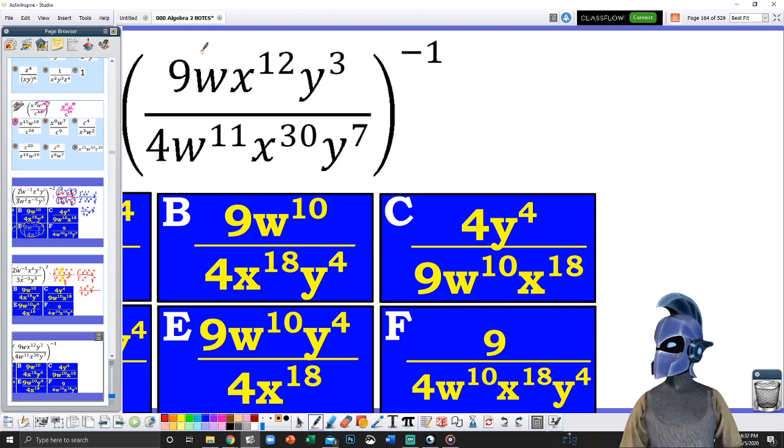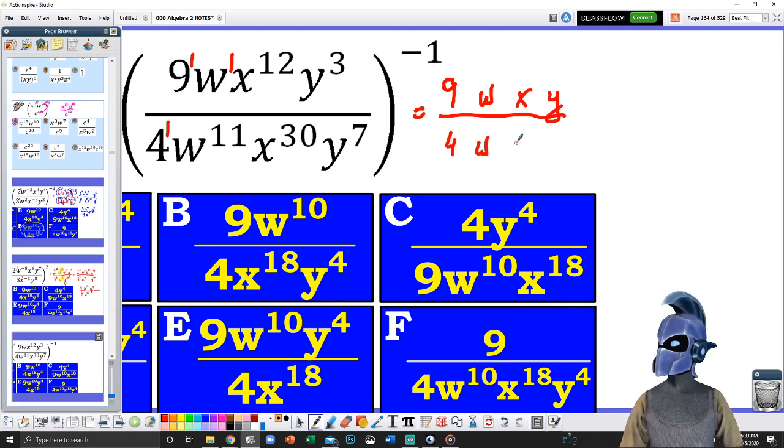All right, here we go. So when you have no exponents, you're putting a 1, just like that. Distribute the 1. I have a 9, a W, an X, and a Y. On the bottom, I have 4, W, X, Y. We're going to multiply everything by negative 1, because negative 1 is my exponent on the outside. So really, you're just changing the signs to all of these. That should make this one a little bit easier. However, you've got a ton of negatives here.